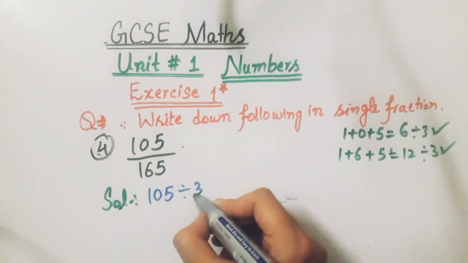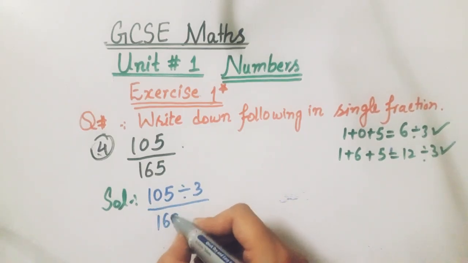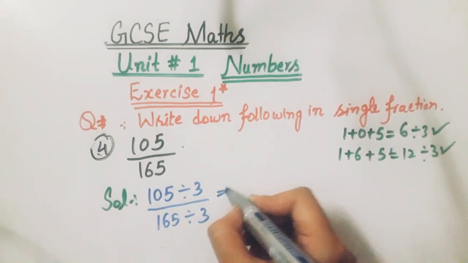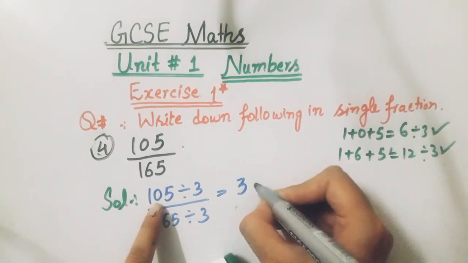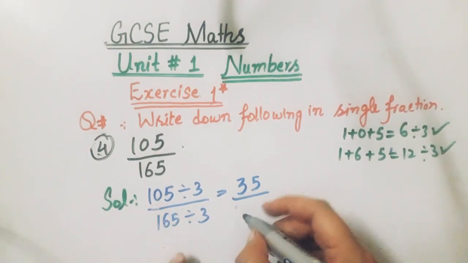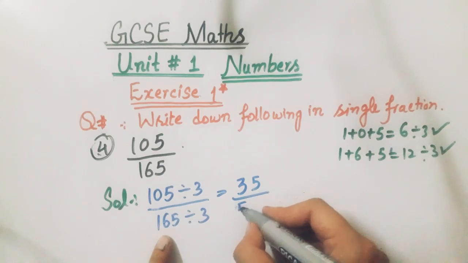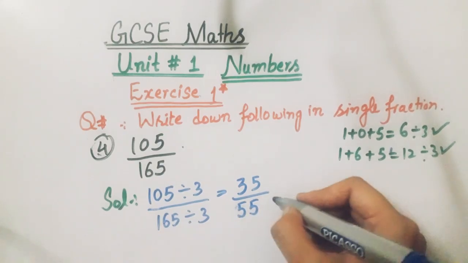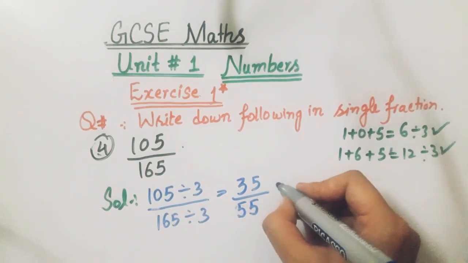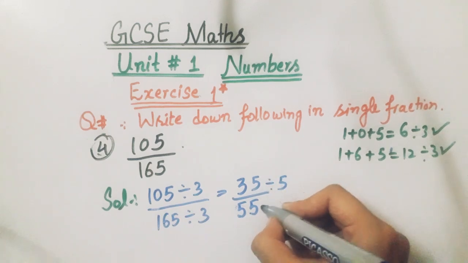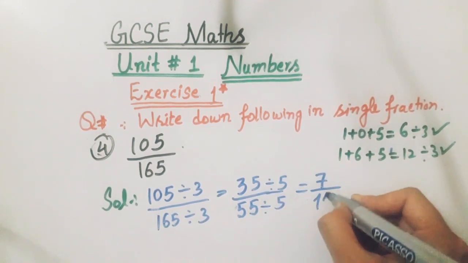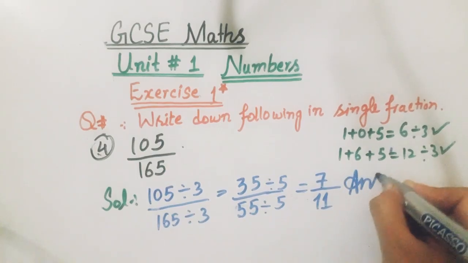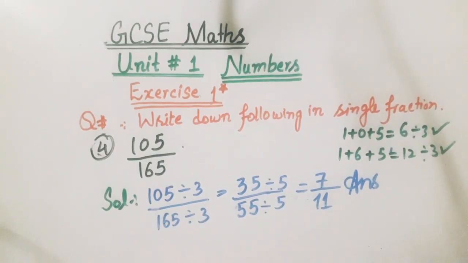105 divided by 3 and 165 divided by 3. When this is divided by 3, 3 3s are 9 and this will be 35, and 3 5s are 15 and 3 5s are 15. Now we will divide this by 5. So 7 by 11. This will be the answer.